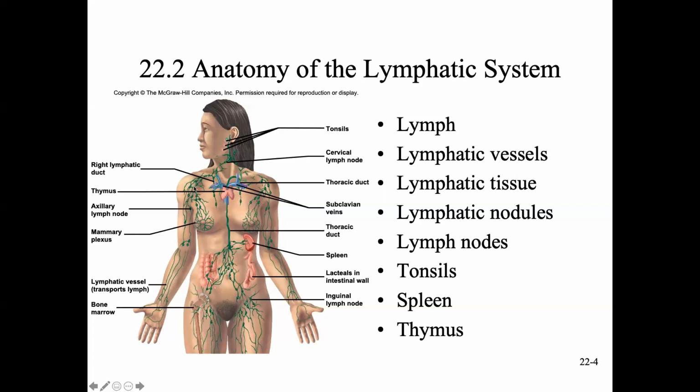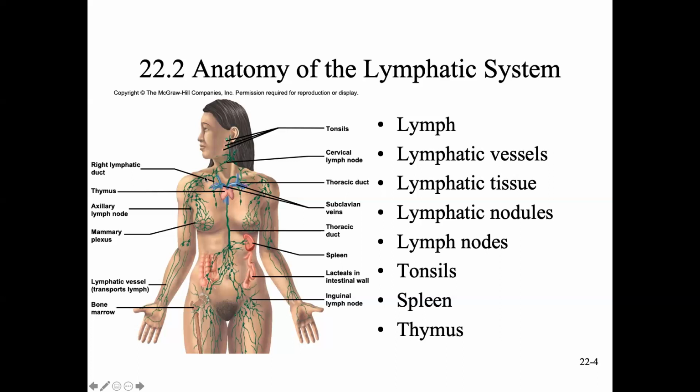So lymph is the actual fluid that's going to be carrying excess interstitial fluid and microbes, right? As that lymph goes into the lymph nodes, any microbe gets trapped in the nodes and gets attacked.